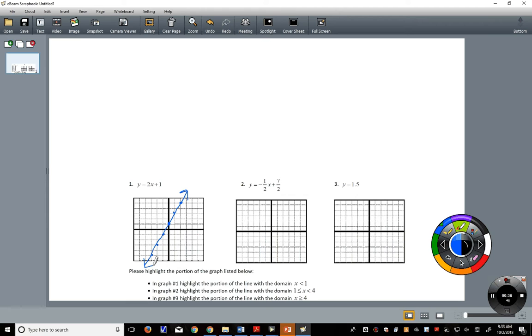So you guys should have a line that looks like this, a y-intercept of 1 and a slope of 2. Okay. Your second line should have a y-intercept of 3.5 and a slope of -0.5, so down 1/2. And then your third line should just be a horizontal line at 1.5.